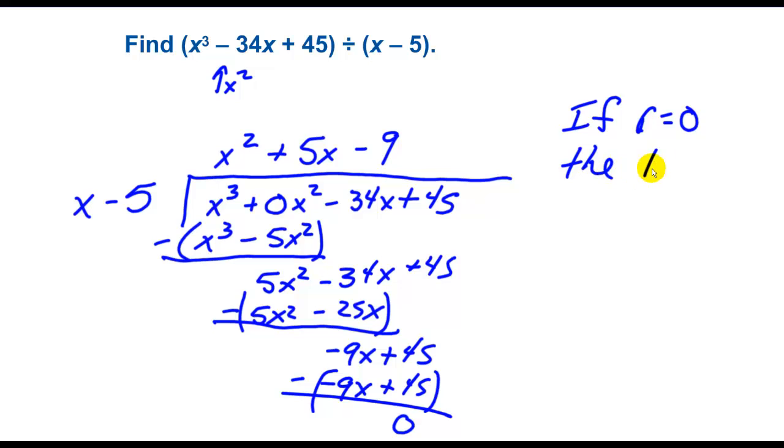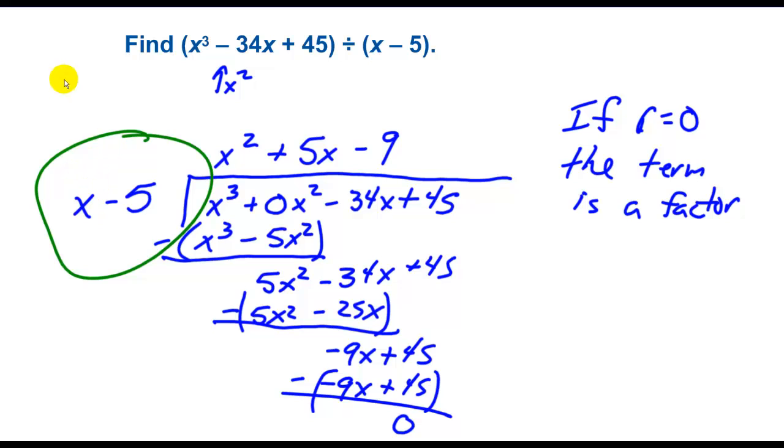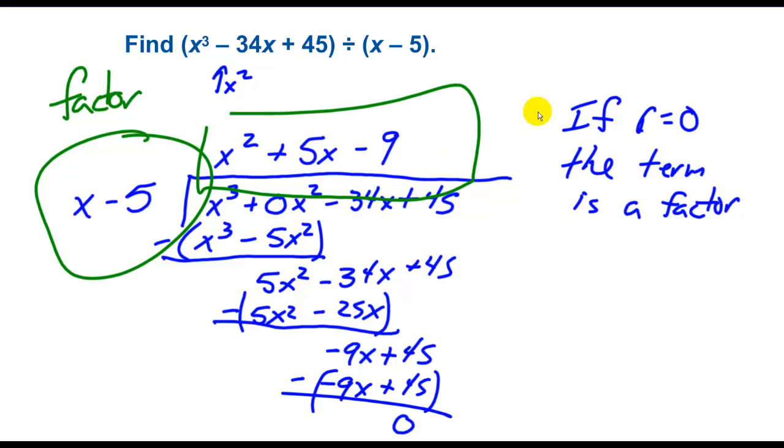then the divisor term is a factor. So in this case, x minus 5 is a factor. The remaining term is also a factor. It's like saying if I have 6, then 2 is a factor, but so is 3.